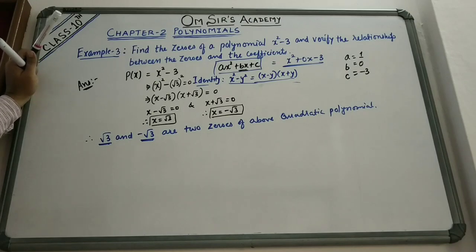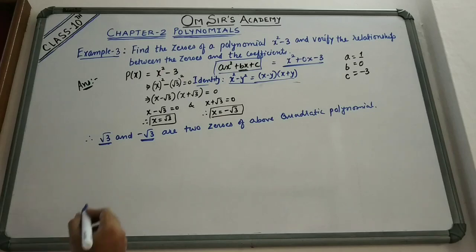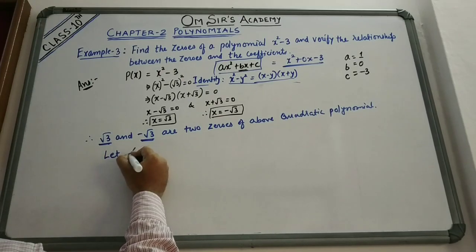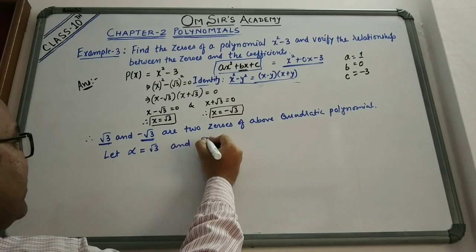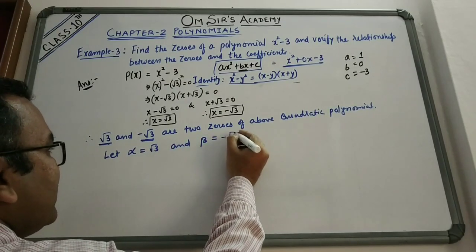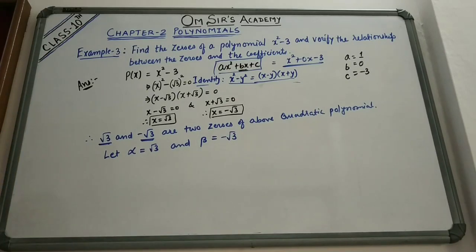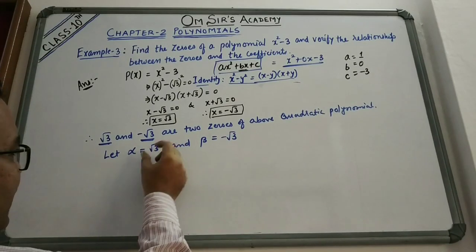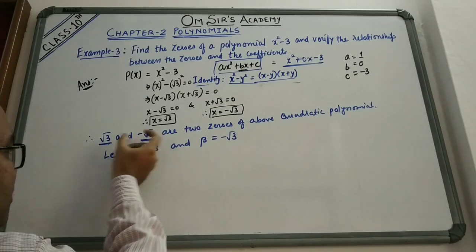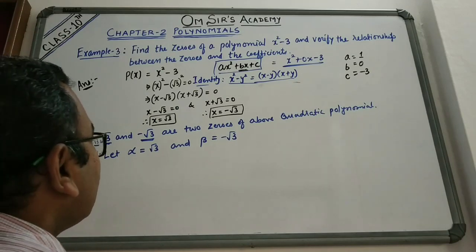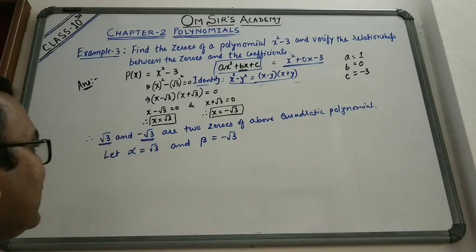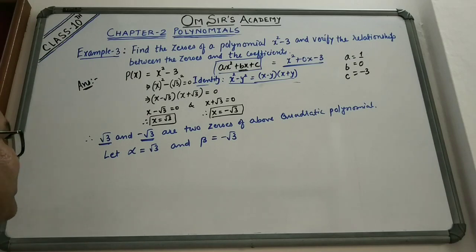ये मेरे दो zeros थे, तो let first zero be alpha and let another zero be beta. So what I am taking as let alpha is equal to √3 and beta is equal to minus √3. ये दो zeros मैंने ले लिए. Alpha I can take anything. I can take alpha as minus √3 or beta as plus √3, but the answer will be same only. Okay, तो ये दो zeros में से किसी को भी एक को alpha ले लो और किसी दूसरे को beta ले लो. Now I need to verify the relationships.